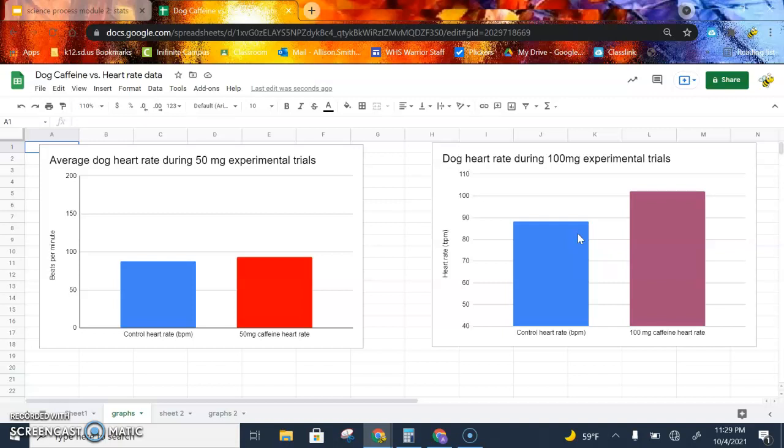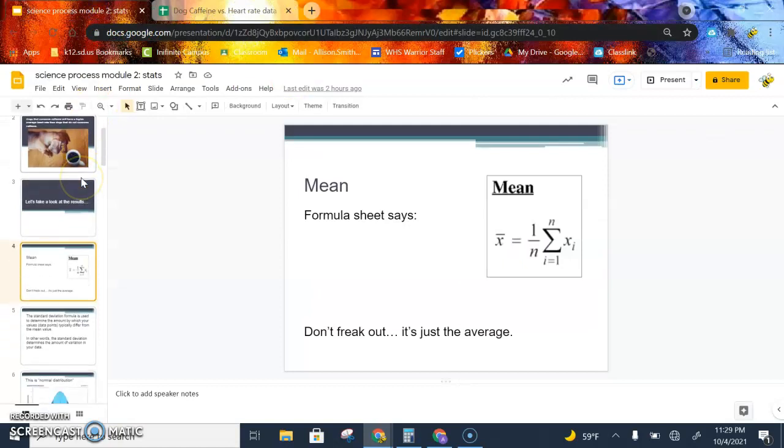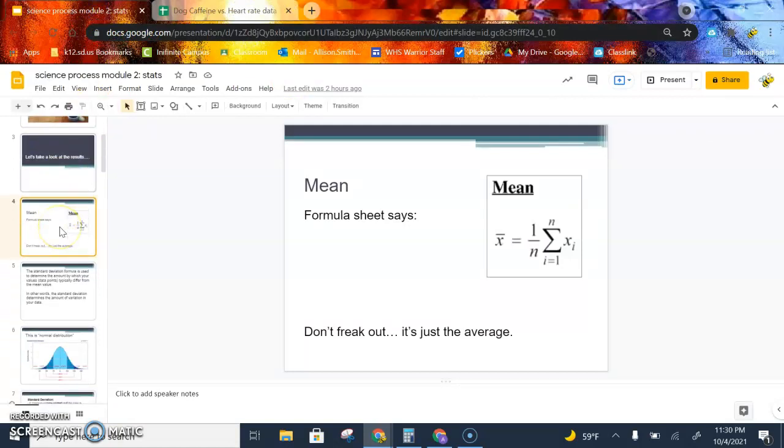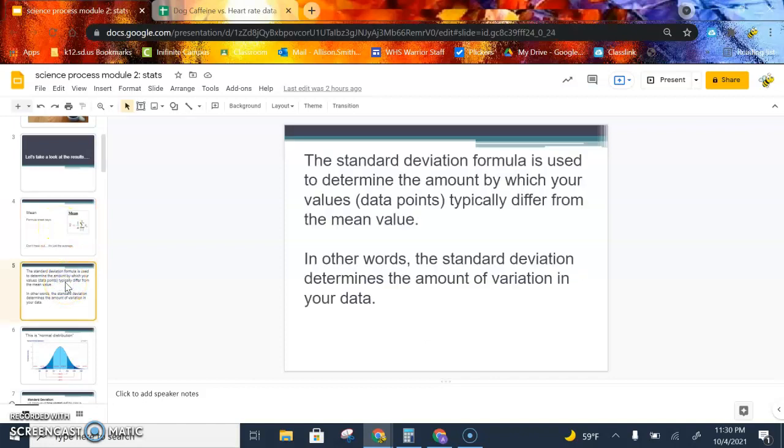And so we use different statistical analyses to try and better represent our data, or maybe to better check the representations of our data. One of the other formulas that you'll see on your formula sheet that you may need to interpret is something called the standard deviation.